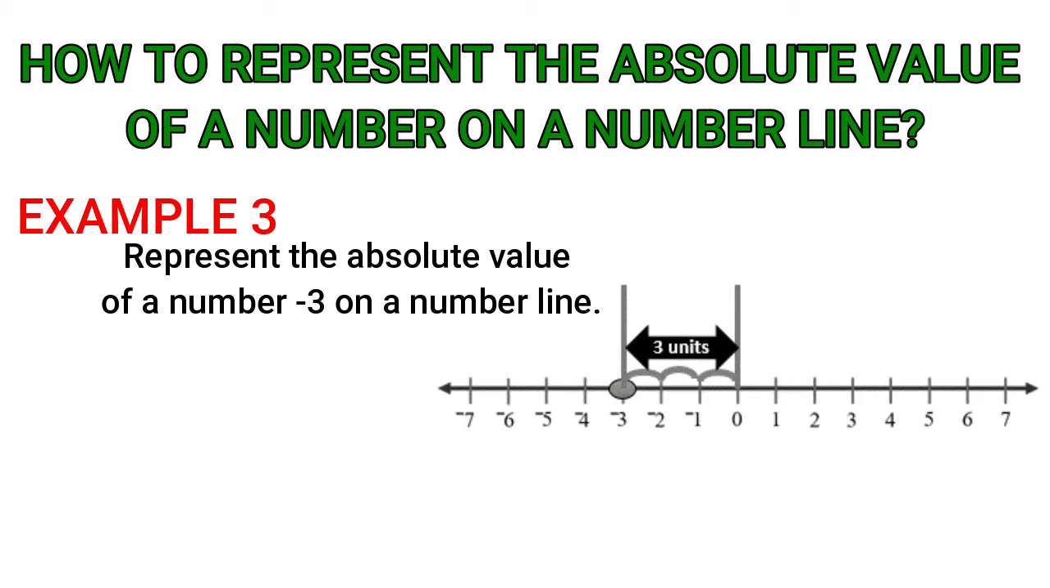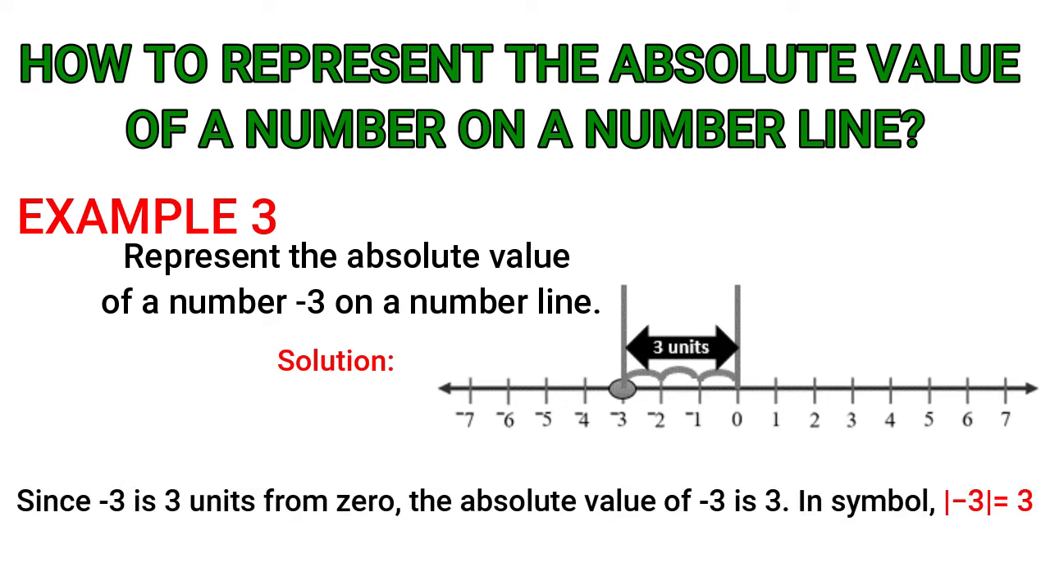Here is another example. Represent the absolute value of negative 3 on a number line. Simply count the distance from 0 going to negative 3 on a number line. Since negative 3 is 3 units from 0, the absolute value of negative 3 is 3.